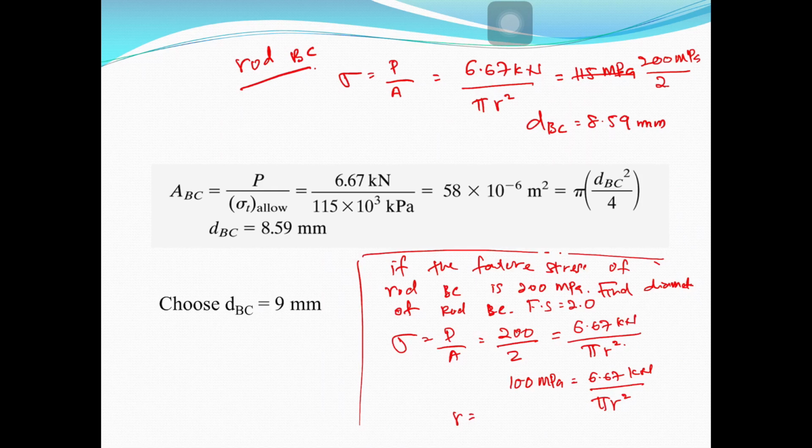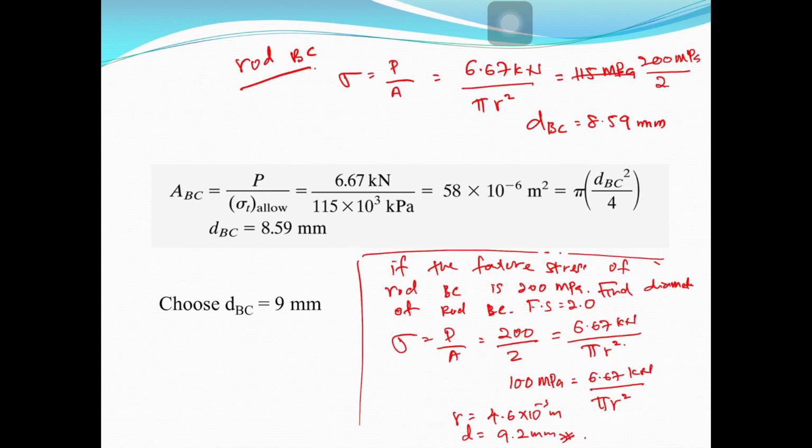Okay, 100 is 6 times pi, right, and then you got 6670 divided by the answer, right, and then square root, you get 4.63 mm. Or the diameter is times 2, right, you get 9.2 mm. So this is your answer.